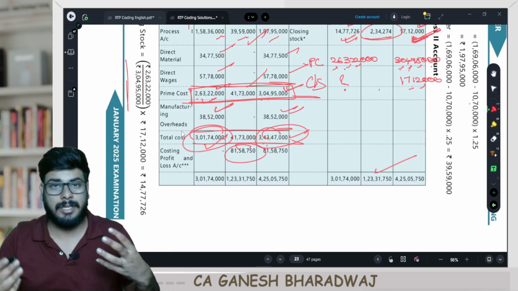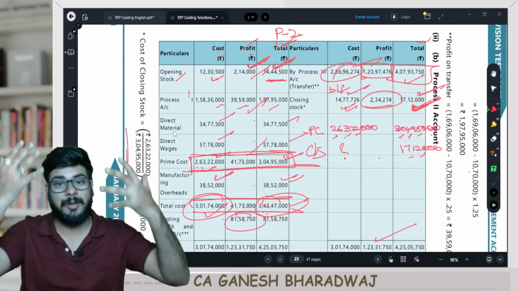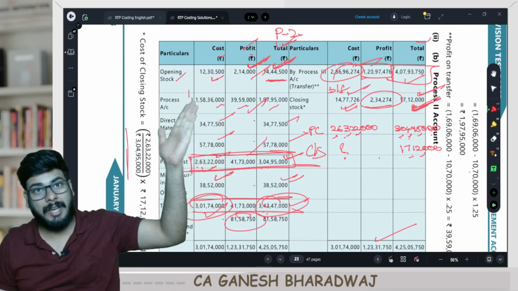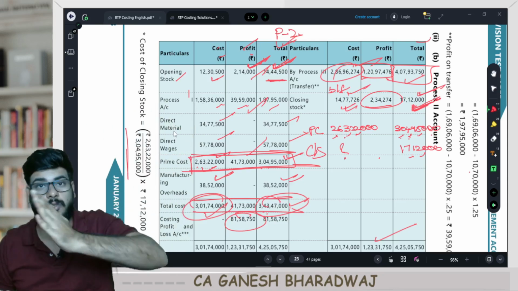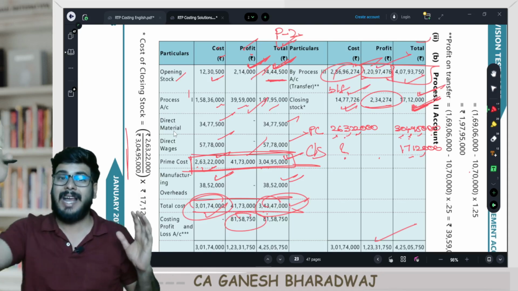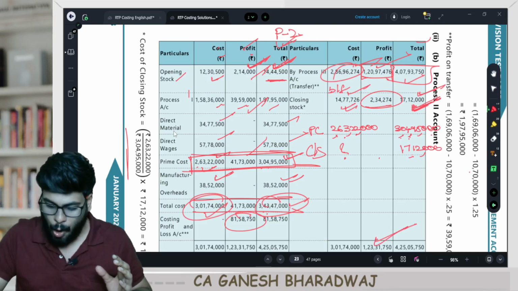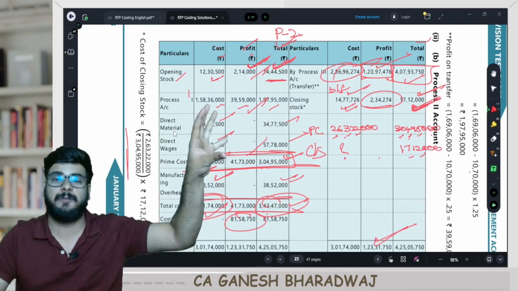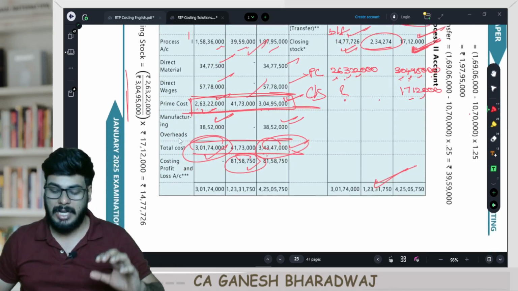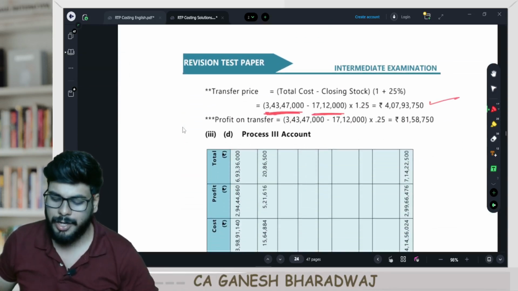Sir, why do we have some profit on the debit side also? Because this is the profit from the perspective of the company. On whatever I have received from the previous process, that is process 1, inside that also some profit is there. This is the overall cumulative profit made by P1 plus P2. Out of that, remove whatever P1 has made, you will arrive at the profit exclusively made by P2. Are you clear?